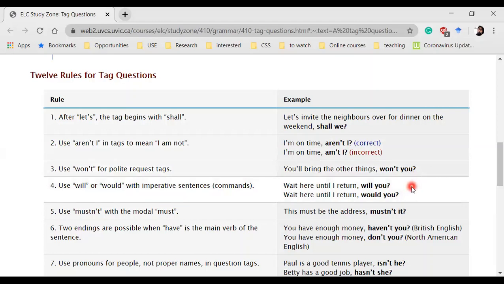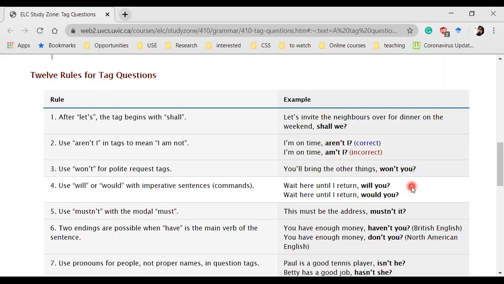Moving on, number four, use will or would with imperative sentences. So whenever we have imperative sentences or commands, in that case we would use will or would in the tag part. Wait here until I return, will you? For example, shut the door, will you? So that would be polite because we are making a statement that you have to do this. We are making an imperative sentence, or we are commanding something, but then we are giving the person receiving it an option as well.